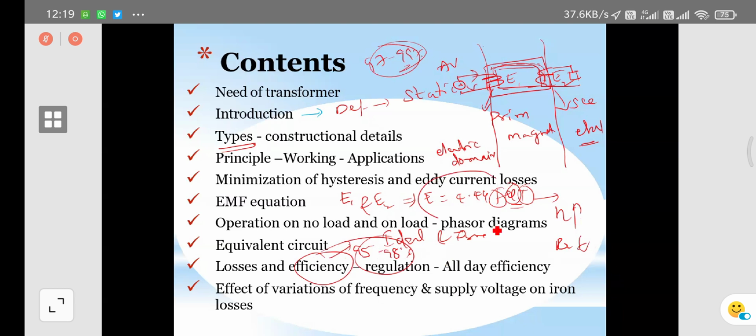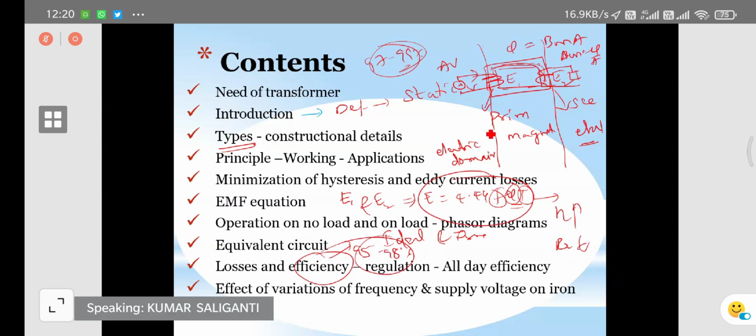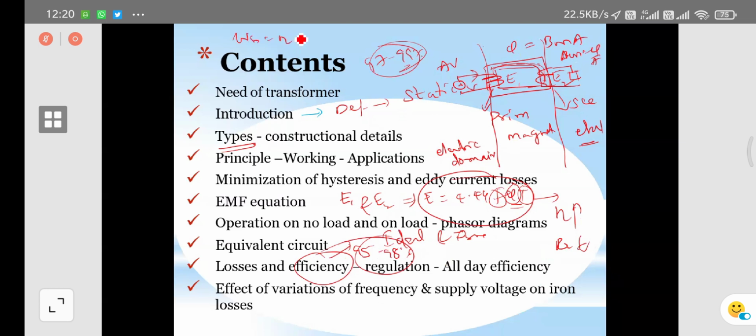Generally we have the relation phi equal to Bm into A. So Bm equal to phi by A, that is flux by cross sectional area. So what happened here? As you know, the hysteresis loss Wh is equal to eta, Bm to the power 1.6, F and V.